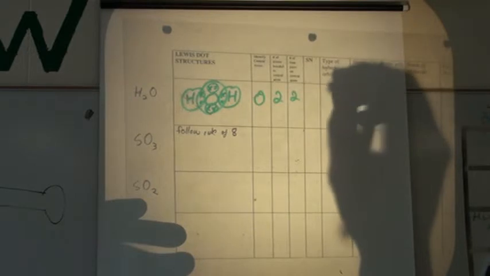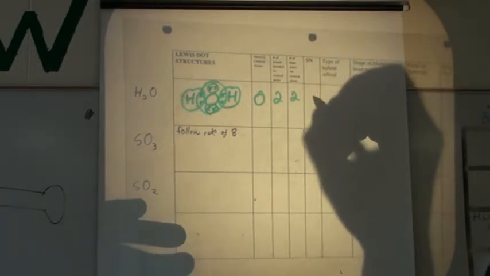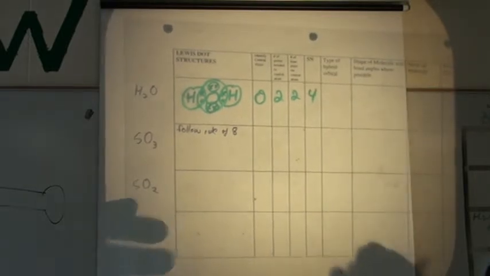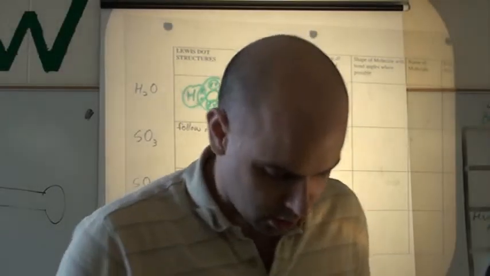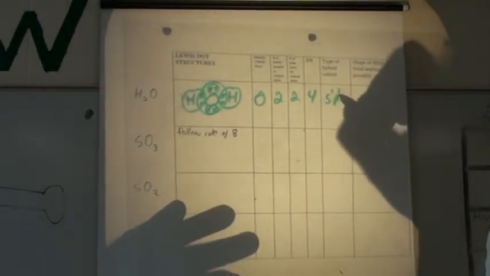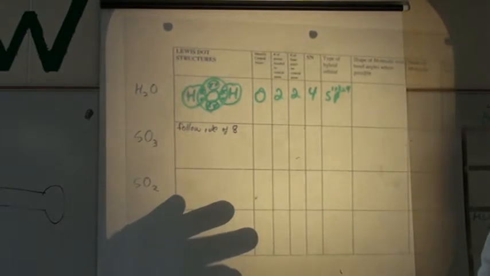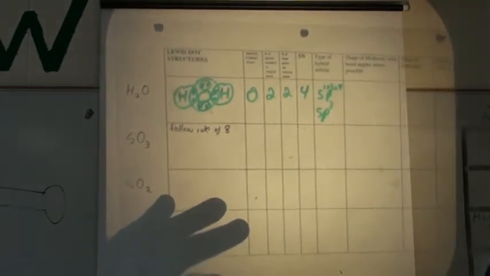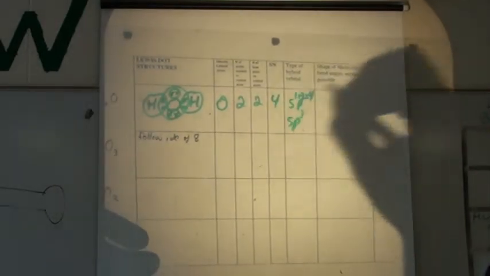So my SN number is going to be what, Luke? 4. Now, if you're astute, you probably picked up on the fact that you can figure out the steric number just by adding up the orbitals. S1, P3, that equals 4. So your hybridization would be SP3. So 1 s orbital and 3 p orbitals equals 4, which is what your steric number is.